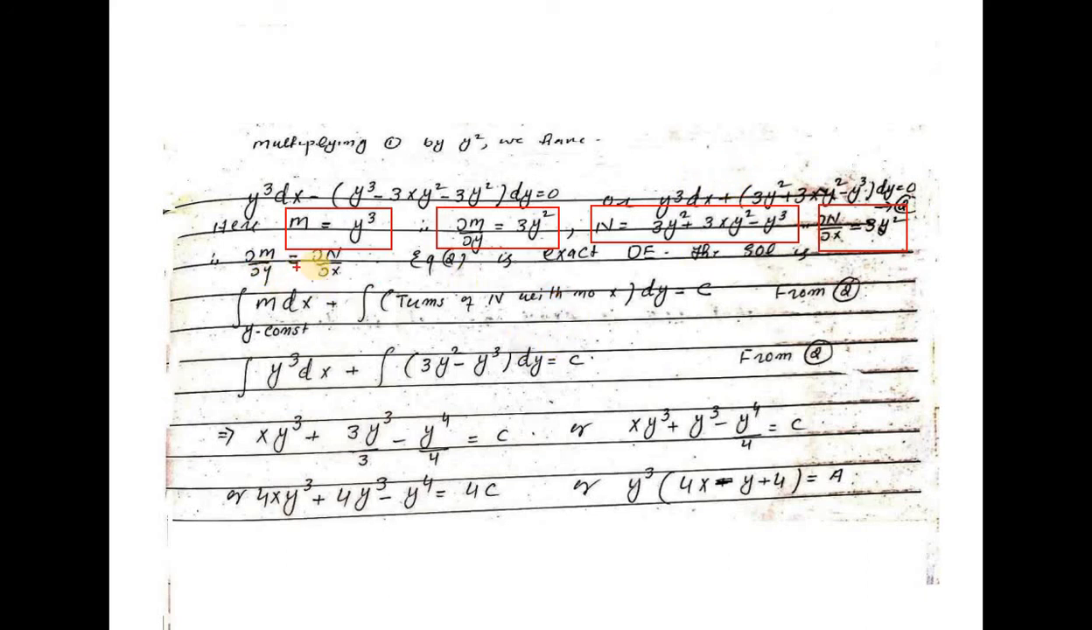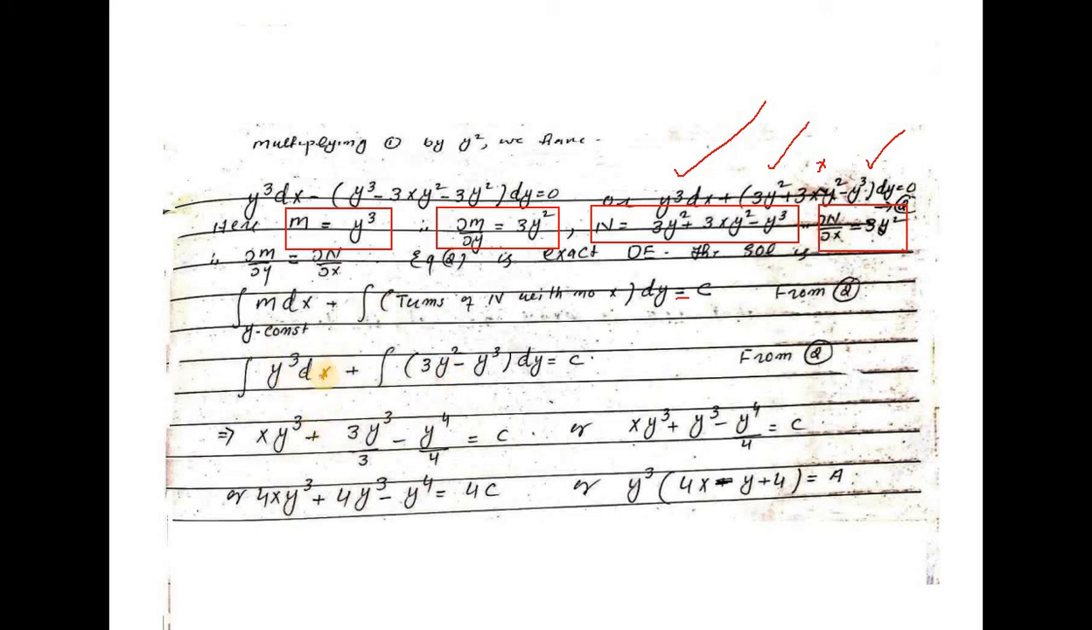Since the new equation is exact, we will use this formula to find the general solution: integral M dx, where y is constant, plus integral of the terms of N with no x, dy, is equal to c. Here we have M as y cubed, and similarly y cubed is here. Now looking at N, here we have to take the term which is free of x. We will take y squared, we will not take this term. Similarly, we will take these two terms here, and we will proceed towards the solution.